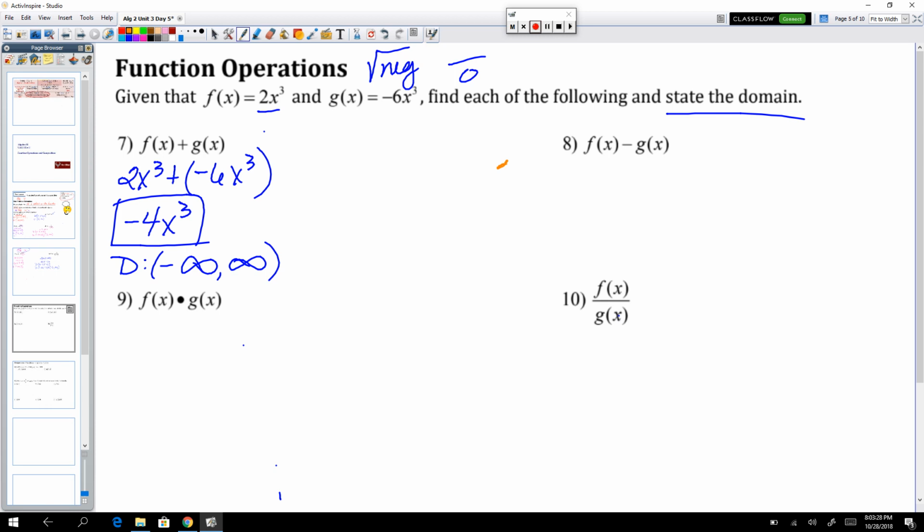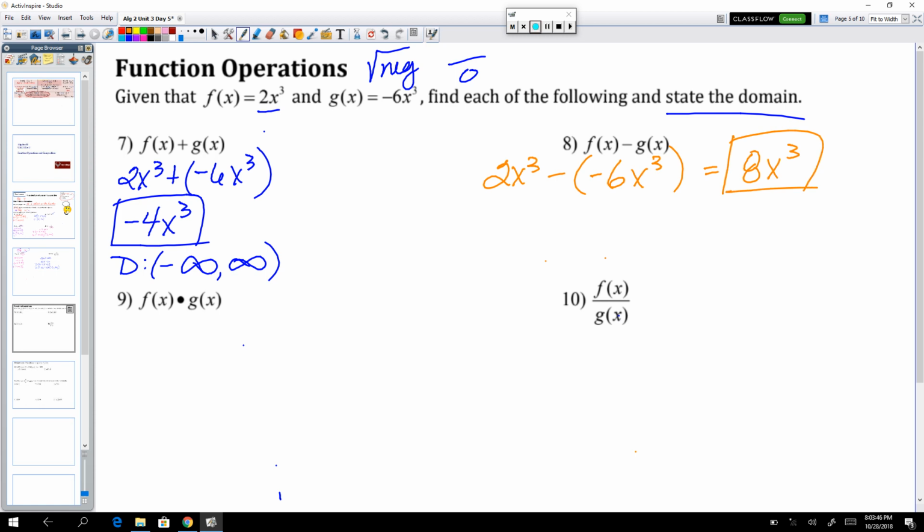Again, we're going to replace f of x with what it is, and subtract g of x. Be careful, because there's a double negative here. So 2x cubed minus a -6x cubed, that's 2x cubed plus 6x cubed, so that's 8 total x cubed. Can't get any simpler than that.